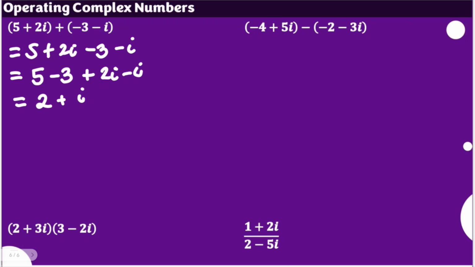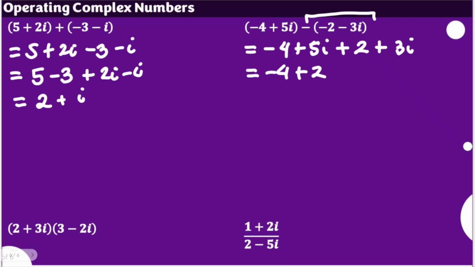Now, for the next one, we are going to subtract them. So we could again remove the grouping symbol. Negative 4 plus 5i, that's plus 2 now, and plus 3i. So you'll have negative 4 plus 2, and after removing the grouping symbols, plus 5i plus 3i. So you will have negative 2 plus 8i. Okay? So it's very clear for addition and subtraction. Simply regroup them, or add the real parts and the imaginary parts, but for the imaginary parts, the coefficients alone.